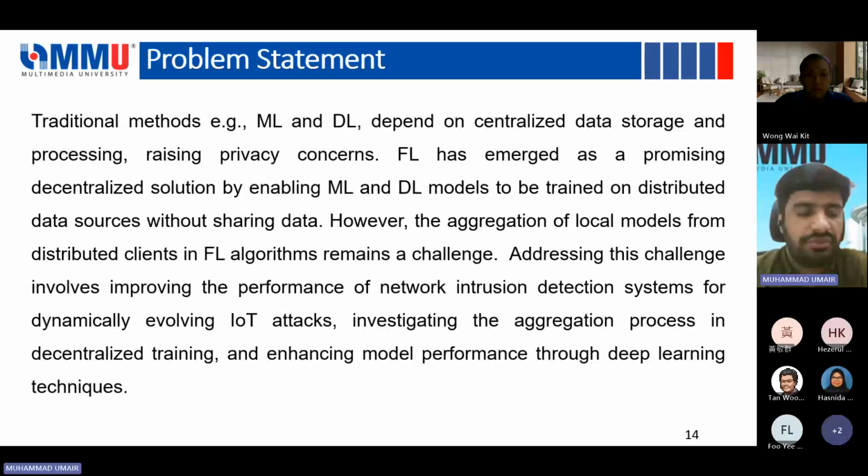So, the problem statement for this study is that traditional methods like machine learning and deep learning depend on centralized data storage and processing, raising privacy concerns. Federated learning, however, has emerged as a promising decentralized solution by allowing machine learning and deep learning models to be trained on distributed data sources without sharing data. However, the aggregation of local models from distributed clients in FL algorithms remains a challenge. Addressing this challenge involves improving the performance of a network intrusion detection system for dynamically evolving IoT attacks, investigating the aggregation process in decentralized training, and enhancing the model performance through deep learning techniques.